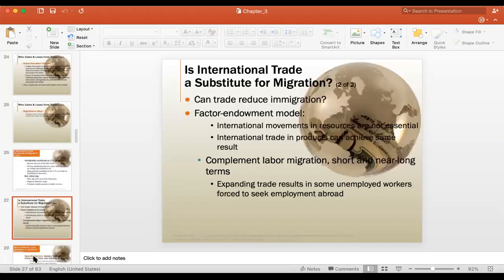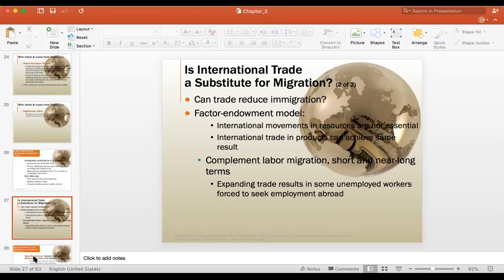Now, we have to be very careful here because the relationship between trade and immigration is different in the long run than it is in the short run. Let me answer this and then give you some explanation. So in the long run, immigration and trade are substitutes.